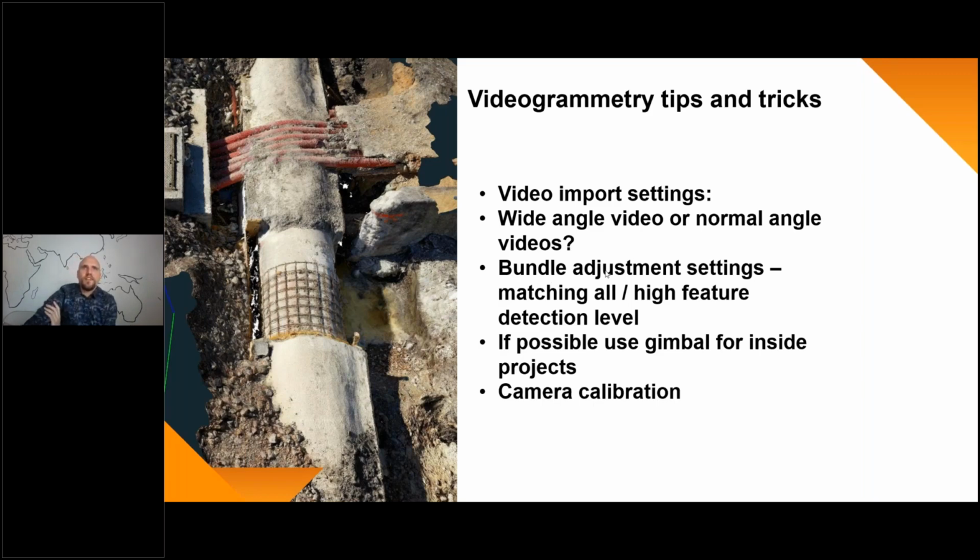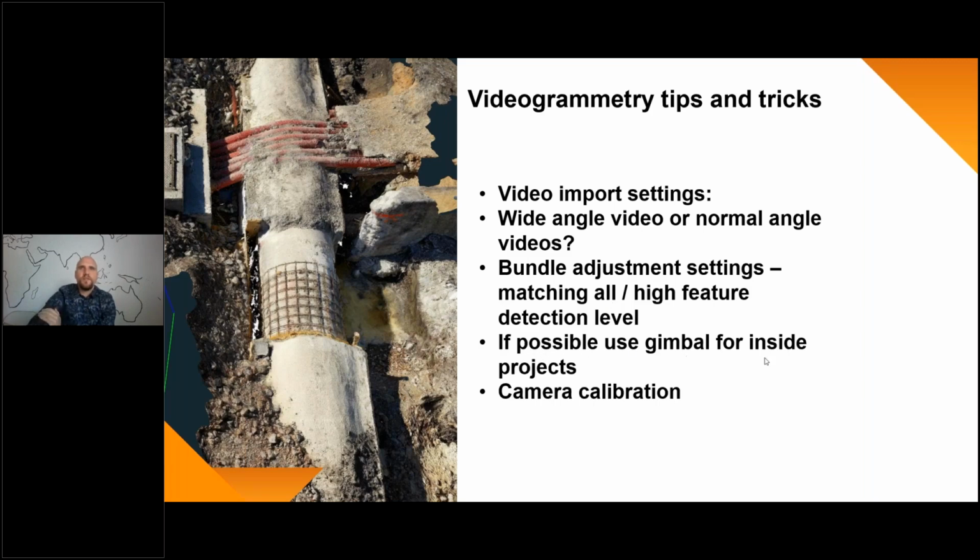Then second, here I would just like to point this one again. For bundle adjustment, use high feature detection level. Use this one because we have smaller images, and that one will find more feature points on each image frame. And for image matching, until we have telemetry data for the videos, try to work with all pair selection mode. So that means all frames get matched with all other frames. That will usually give us the best reconstruction.